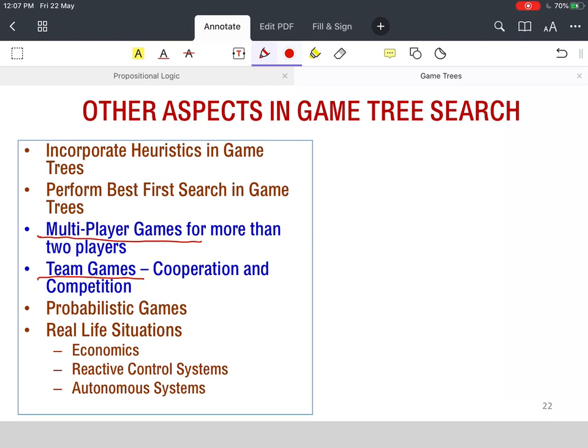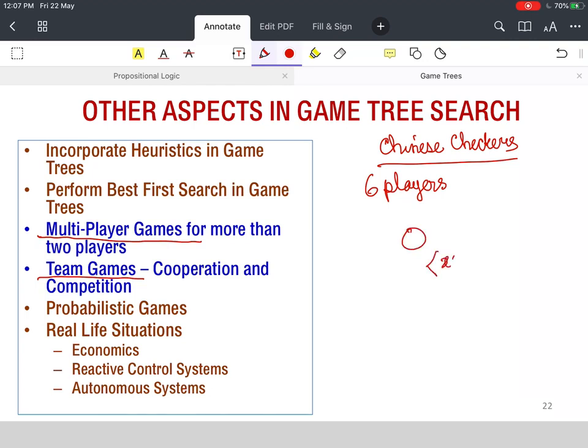The second is when you have multiplayer games, when you have team games. Suppose we go to that Chinese checkers problem. We had 6 players. Now we cannot define it as a max and min, with one winning and one losing, because everybody wants to win. So at every node, we will have a vector of 6 elements, x1 to x6. Every terminal node will define the value for every player, and every intermediate node will also have a vector of 6 values, depending on the number of players.